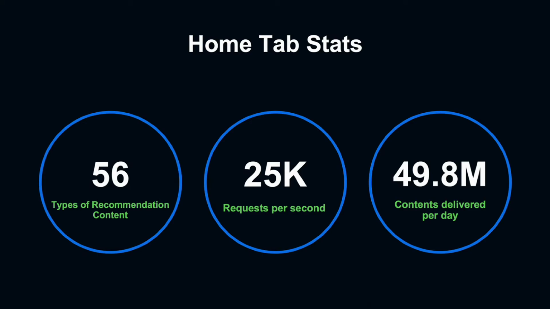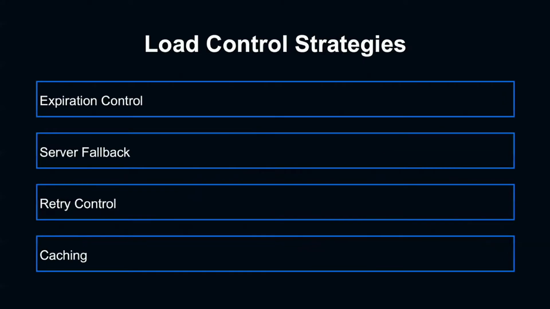The server traffic is not low. We need to handle some high traffic scenarios, and it's a problem if the user cannot get recommendation data anytime. So we introduced some load control strategies. They are expiration control, server fallback, retry control, and caching.